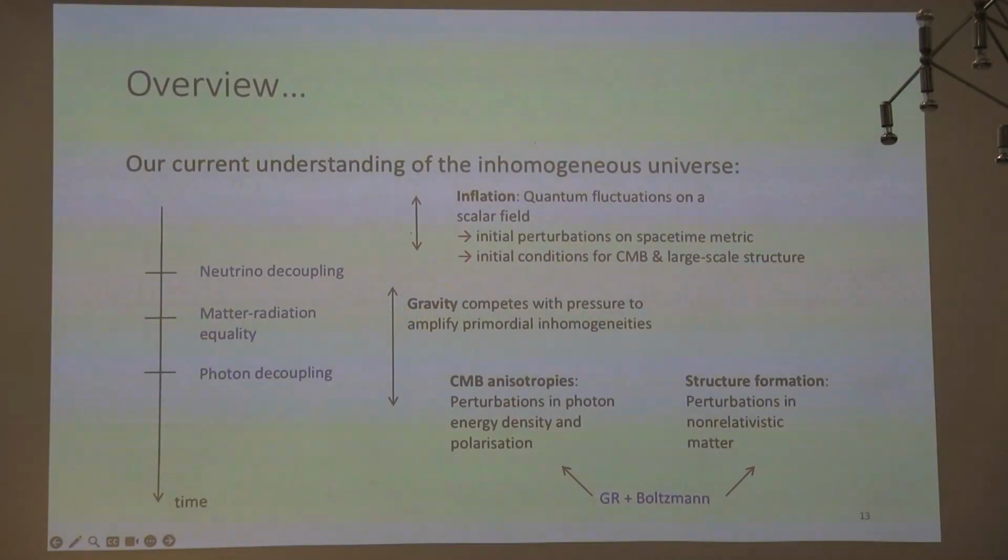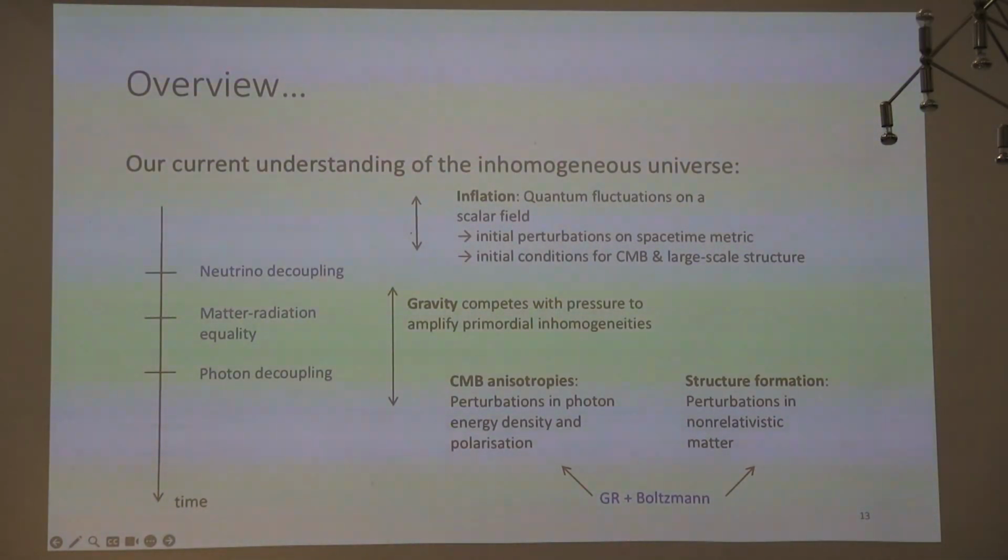Now, over time, what's going to happen is that gravity will kick in, and that will compete with the intrinsic pressure of the stuff that we have in the universe. So you have gravity pulling things in and pressure pushing things out. That interplay would lead to basically the inhomogeneities that we see today. The inhomogeneities that we see today eventually become the CMB anisotropies, and the perturbations in the non-relativistic matter would become what we see in structure formation.